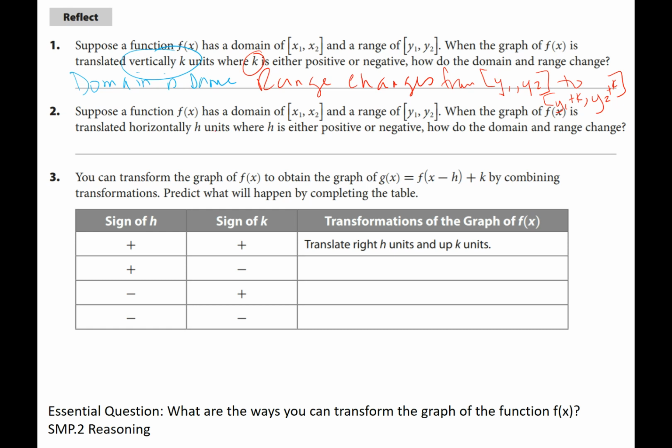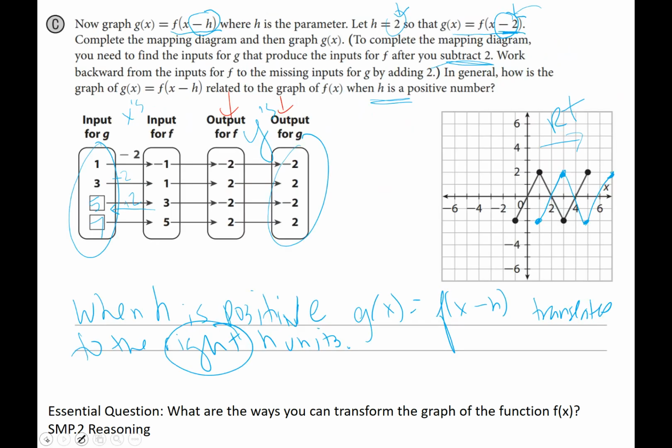All right, so now suppose a function f of x has the same domain and range. When the graph of f of x is translated horizontally, where it's either positive or negative, how do the domain and the range change? Okay, so again, this time we're going horizontally. We noticed that the range changed when we did that vertical. So probably when we do the horizontal change, the domain is going to change. So let's look at this one here. Here was our horizontal change. So looking at the range values, those didn't change. The y values didn't. It's still going from the same bottom one to the same top one.